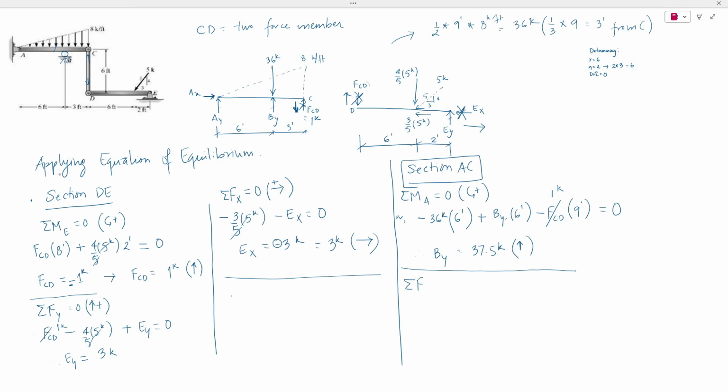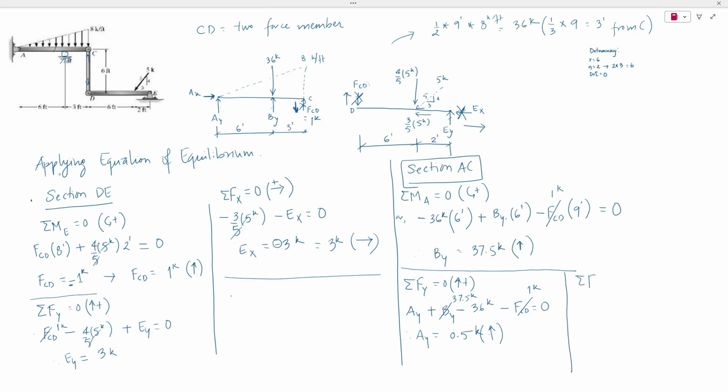Another equation of equilibrium in member AC. Let's apply summation of forces in y direction to be 0, considering upward positive. Then we have from point A, AY, plus at B, BY, minus the applied load 36 kips, and minus FCD, which is acting downward. Sum of all these forces would be 0. We now know By is 37.5 kips, FCD is 1 kip. Therefore, solving this, we get reaction at A to be 0.5 kips, and our assumption that it's vertically upward is true.